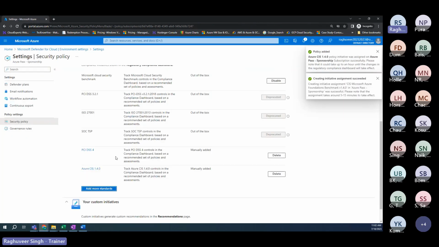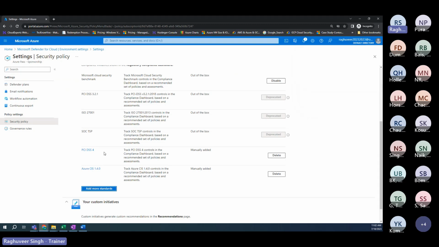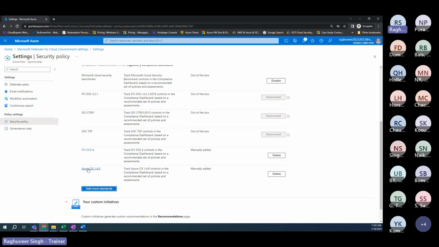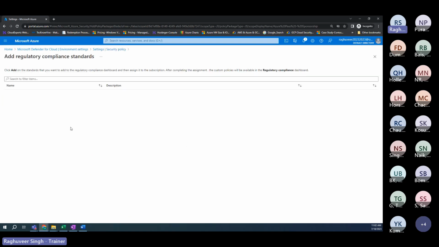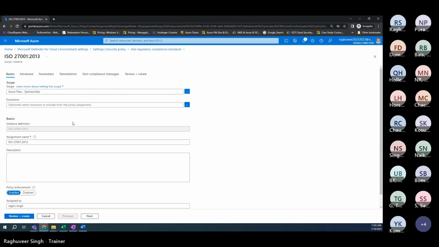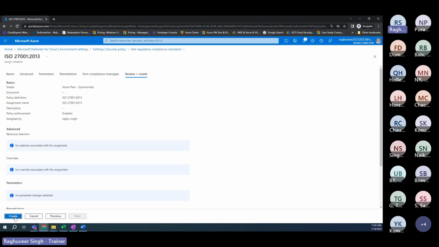So what you are doing right now is giving instructions to Defender that these are the compliances that you need to assess my configuration against and tell me whether my configuration adheres to or is compliant with these standards. So these are the bare minimum that you need to configure: PCI DSS, Azure CIS, and let's see if we have ISO 27017, ISO 27001:2013. You also need to enable this. So review plus create, create.